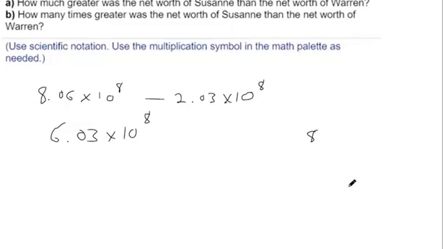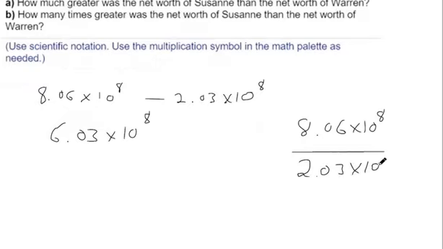Okay, so same thing with this. Suzanne has 8.06 times 10 to the eighth apples, and Warren has 2.03 times 10 to the eighth. So if we wanted to find out how many times greater Suzanne is than Warren is, then divide the bigger one by the smaller one. And look, 10 to the eighth divided by 10 to the eighth, those bases are the same, so the powers subtract to make 10 to the 0, or in other words, just 1.